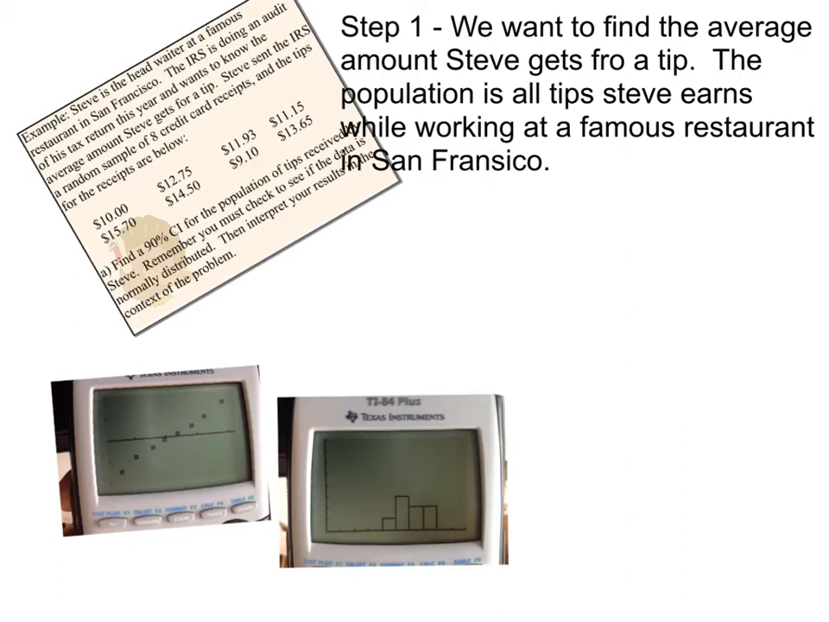Steve is a head waiter at a famous restaurant in San Francisco. The IRS is doing an audit of his tax return this year and wants to know the average amount Steve gets for a tip. Steve sent the IRS a random sample of 8 credit card receipts, and the tips for the receipts are below.